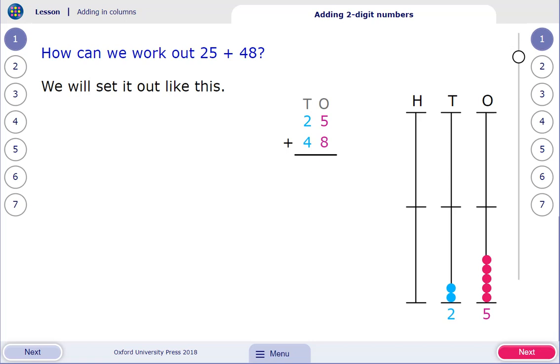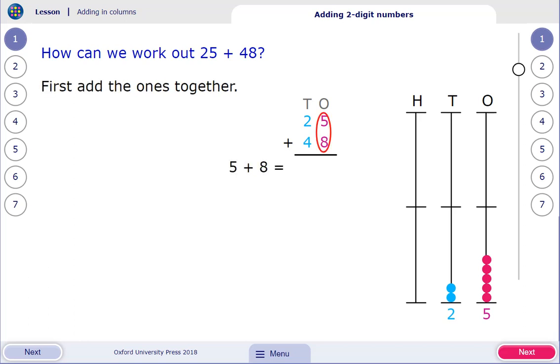We're going to set out our work like this, making sure that we line up the numbers in the correct column, so that the ones are underneath the ones and the tens are in the tens column. If you don't always do that carefully, you can make mistakes with your calculations.